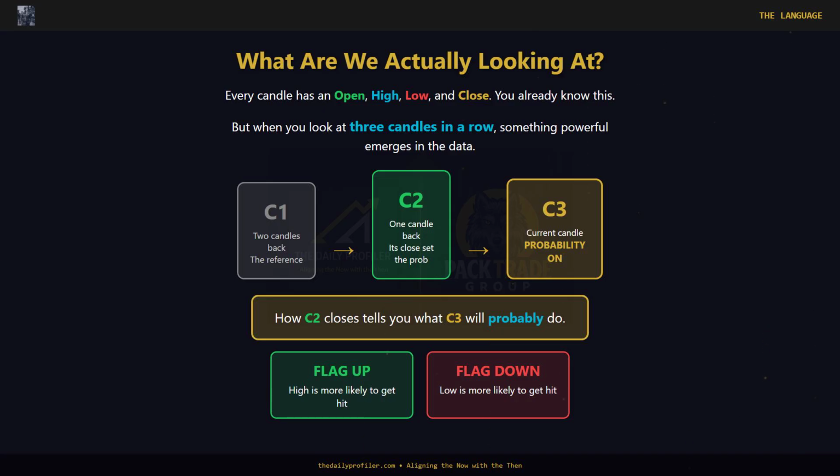Now, C3 can be in one of 2 states. Either nothing's been taken yet, or a high or low has been taken. That state changes everything. We'll get to that next. We call the output the flag. Flag up means the high is more likely to get hit. Flag down means the low is more likely to get hit. That's all a flag is: which direction has the higher probability for that time frame.